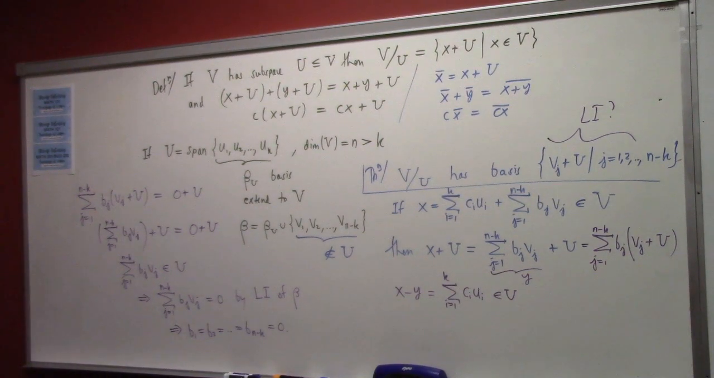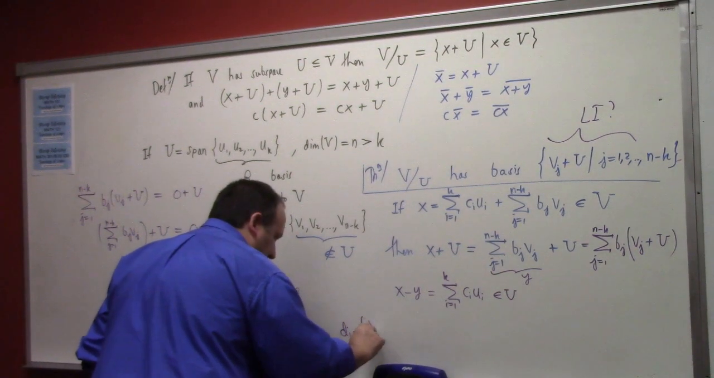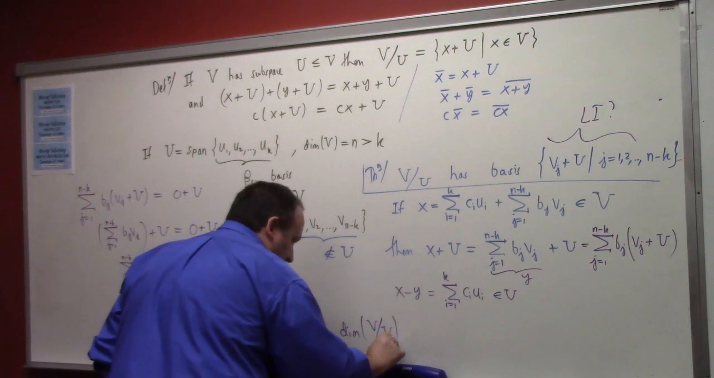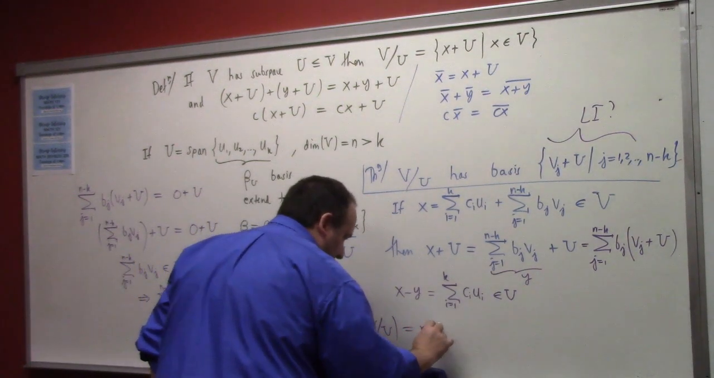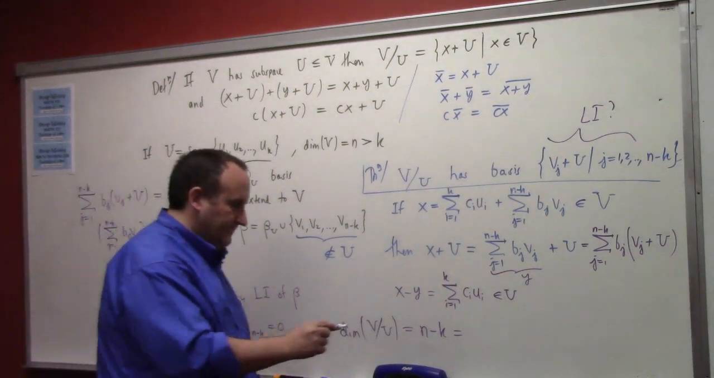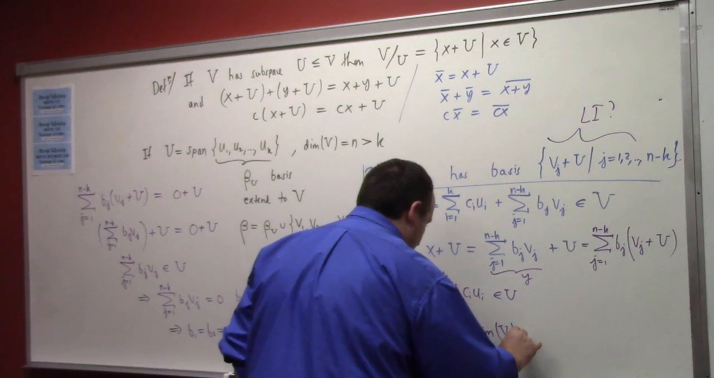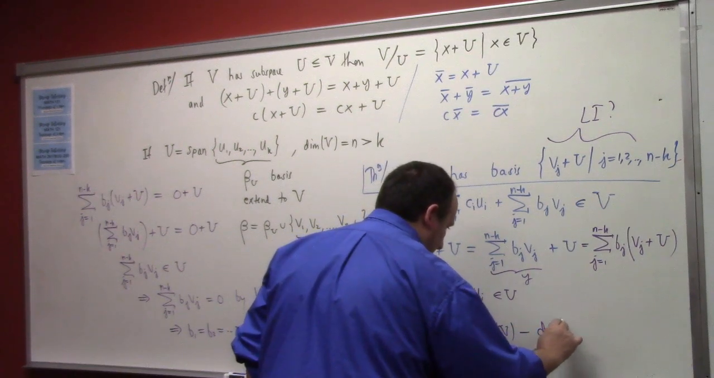So let's put it all together. What did we learn about the dimension? So all of this shows that the dimension of the quotient space of V by U is equal to n minus k. What is k? What is n? n is the dimension of V. k is the dimension of U.